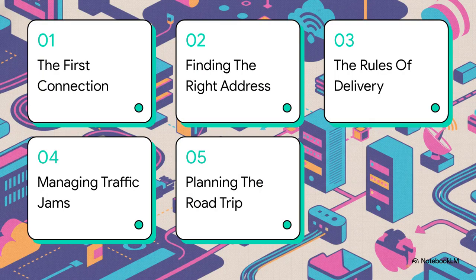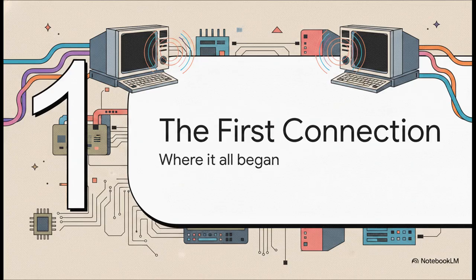Okay, so here's our roadmap for today. We'll kick things off with the first connection, move right into finding the right address, then we'll check out the rules of delivery. After that, we'll talk about managing traffic jams, and finally wrap up with planning the road trip. Don't worry, we're taking this step by step. All right, part one, the first connection. Let's look at where it all began.